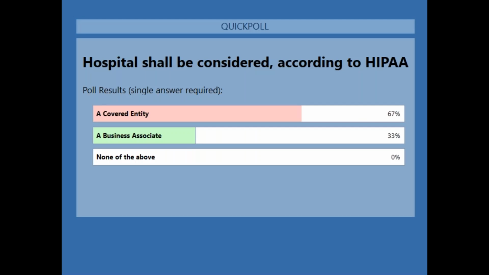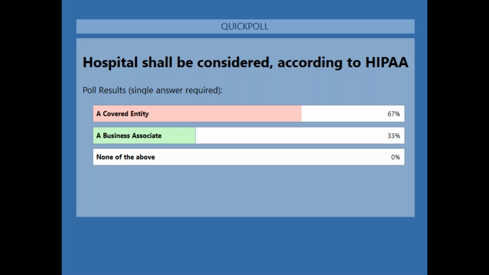As most of our audience has correctly identified, a hospital is a covered entity because they are the ones who are handling the data of a patient, or healthcare data, directly. They are not a business associate. They are not providing services to the covered entity. So they themselves become the covered entity in this case.